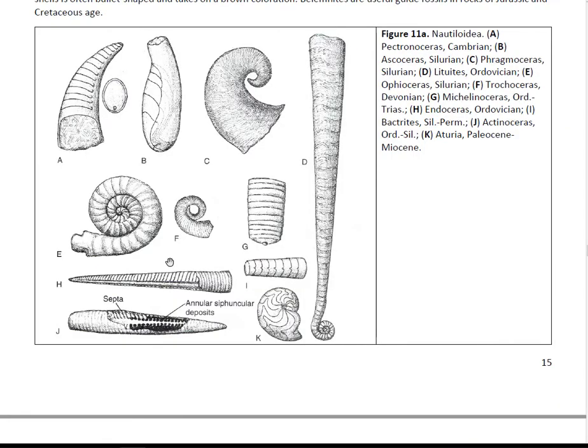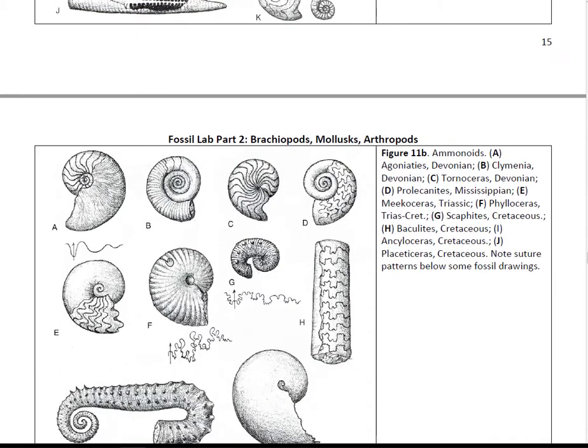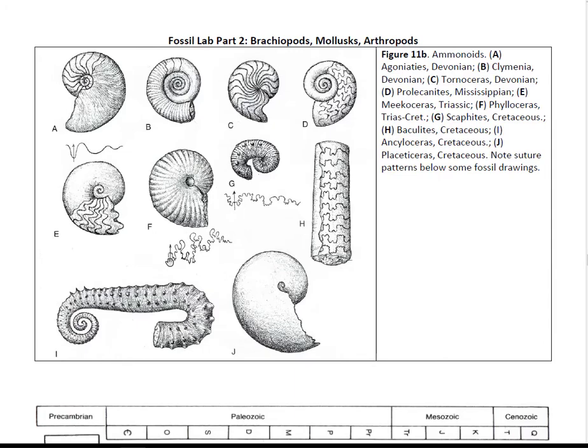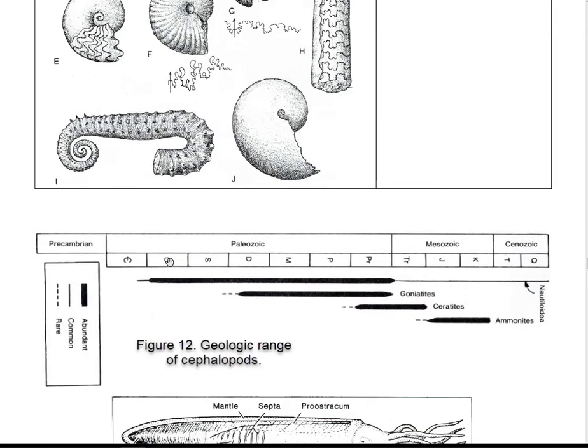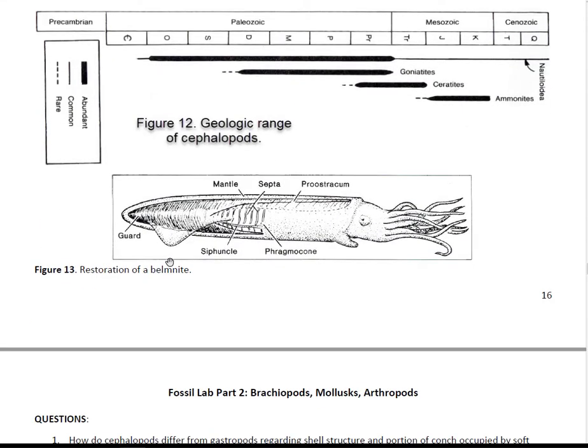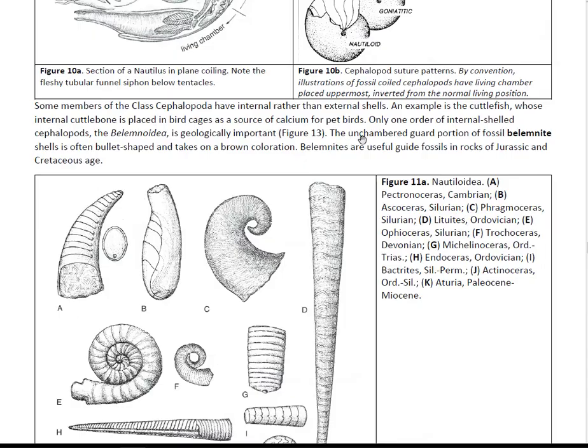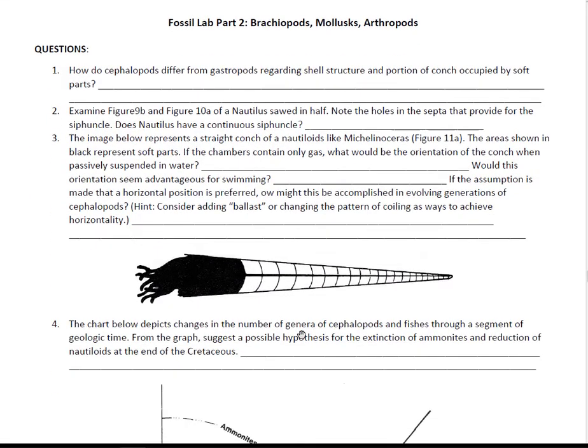The different types of nautiloids, and then figure 11b here is on the ammonoids. So again, you'll be using these to help you identify some of the ammonoids. I think I have 3 that I'm going to show you at the end of the lab. And then there's a little bit about the belemnites. Read about the belemnites. The key thing about belemnites is they have this internal guard, which when it's fossilized usually leaves this brown. So the unchambered guard portions of fossil belemnite shells are often bullet-shaped and take on a brown coloration. And then you can answer the questions.